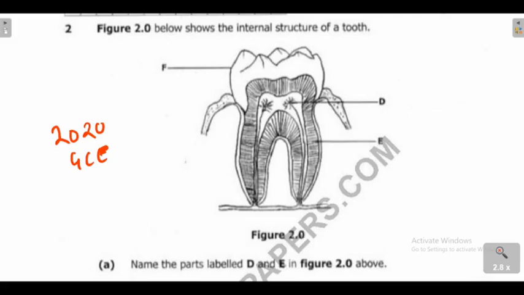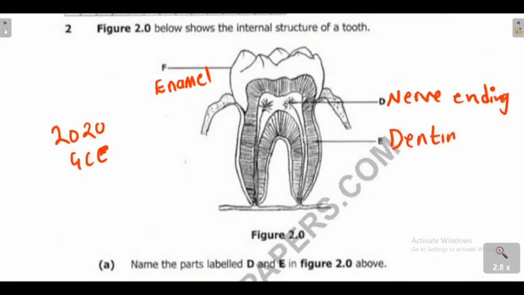We have the part labeled F, which is called the enamel. We also have the part labeled D, which is called the nerve ending. We also have the part that is labeled E, which is called the dentine. Let us now look at the questions.